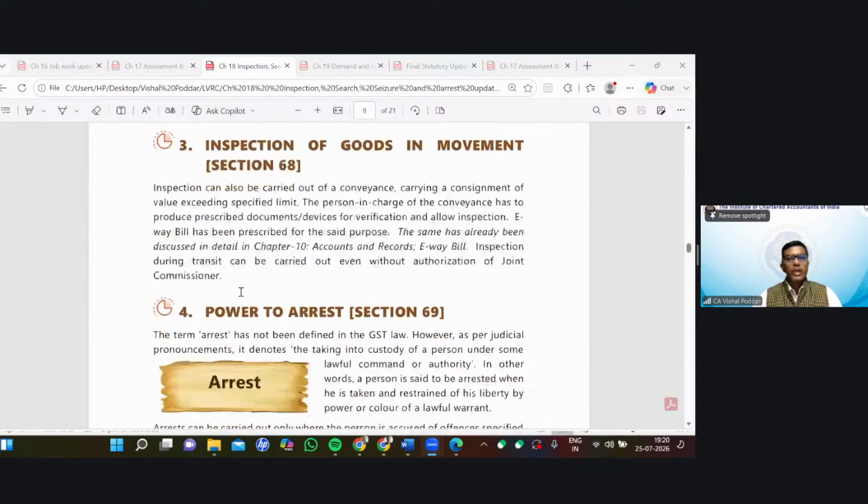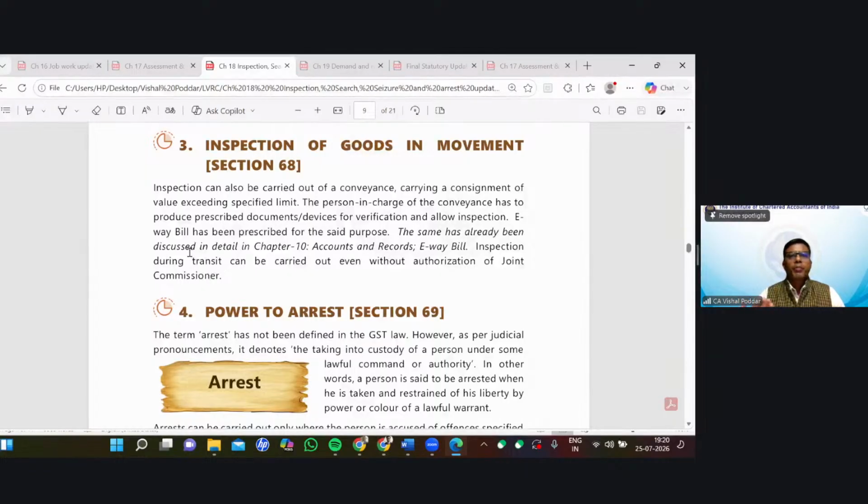Now we go to inspection while the goods are in movement. Now this is mainly applicable to e-way bill. So whenever your goods are being moved from one place to another, or you can say transported from one place to another, at such time, it is compulsory as per provisions of section 68 read with rule 138 that you should first prepare an e-way bill.